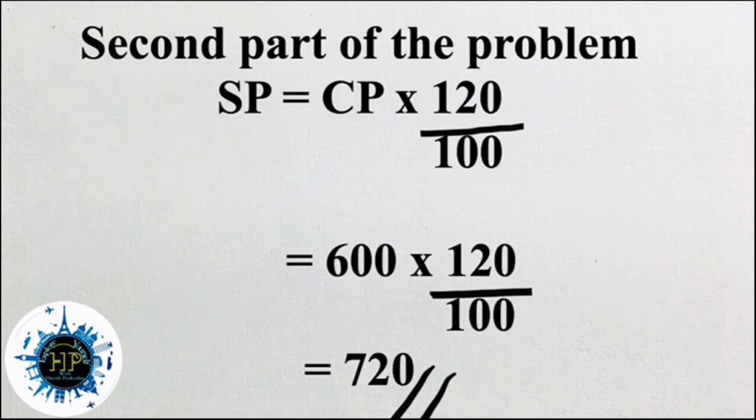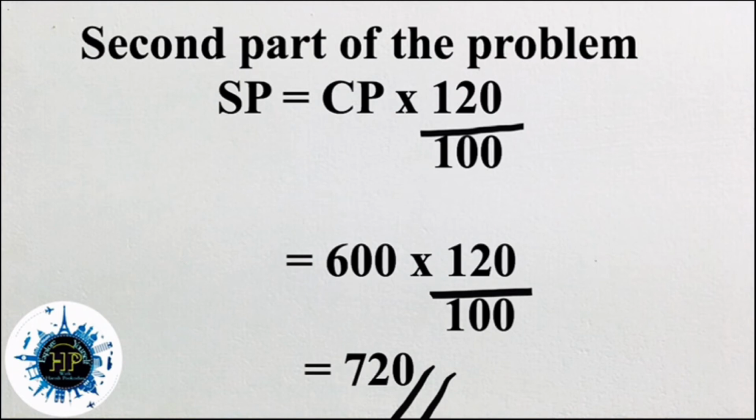Here the selling price is equal to cost price into the profit percentage. We need to get 20 percent profit. Am I correct? 20 percent profit means 120 percent of cost price. So the problem will be like this: selling price is equal to cost price into 120 percent.